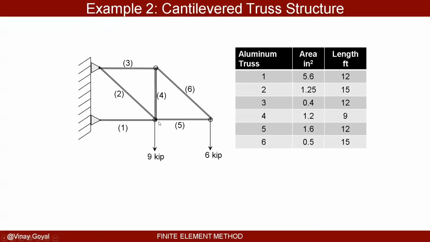Okay, so I'll continue then. Let's take another example, example number 2. I have a truss system with about 6 trusses, and a load of 9 kips, 6,000 pounds, applied here, pinned. The aluminum truss system is going to be interesting because every truss is going to have a different area, and the length could be slightly different from each other. So we want to account for that.